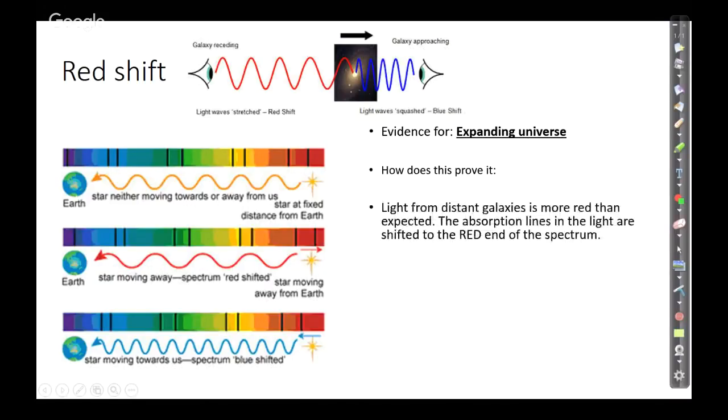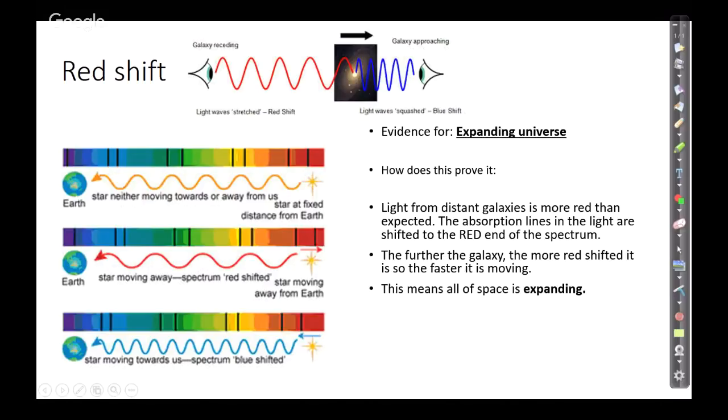Okay, well, light from distant galaxies is more red than expected. The absorption lines in the light are shifted to the red end of the spectrum. The further the galaxy, the more red shifted it is, so the faster it's moving. So when we look up at the sky at night, the more distant the light is, the redder it is. And this tells us that those are moving faster away from us than the things which are close to us.